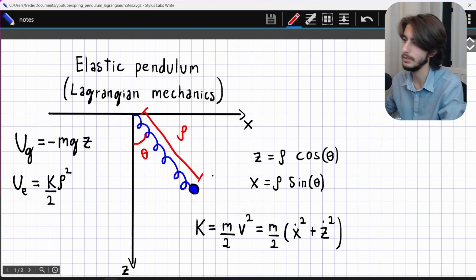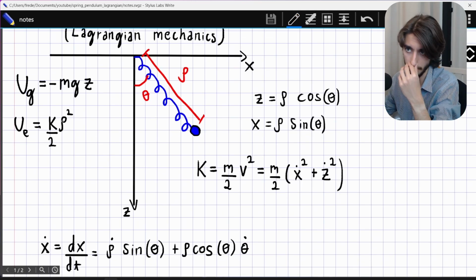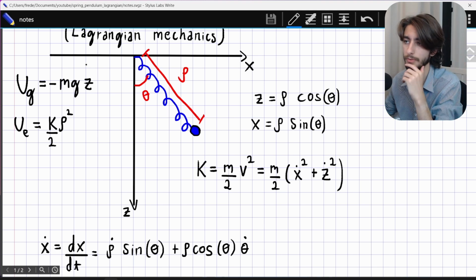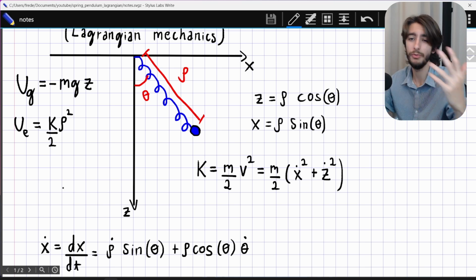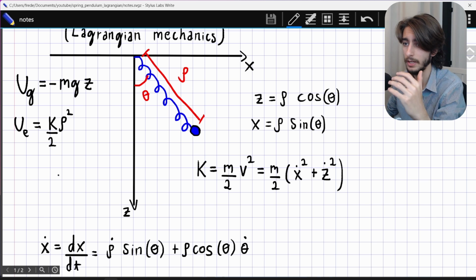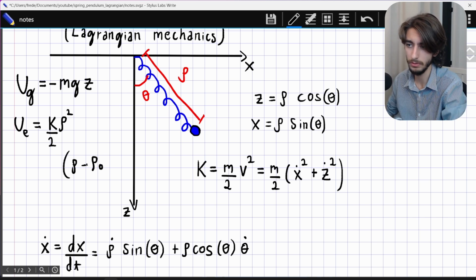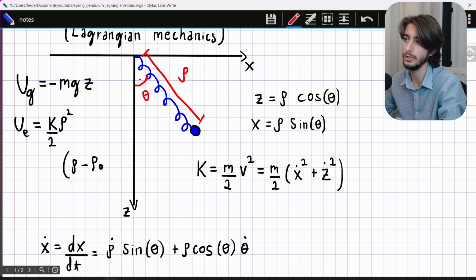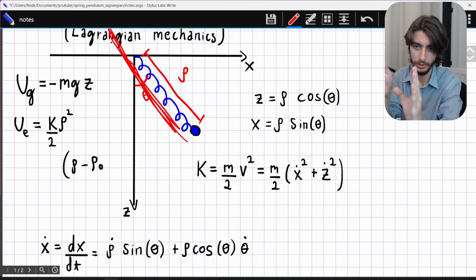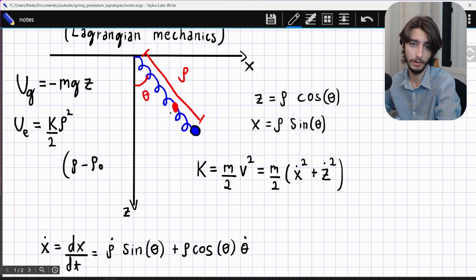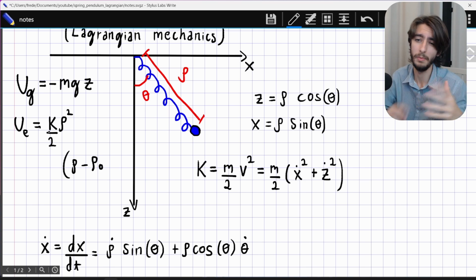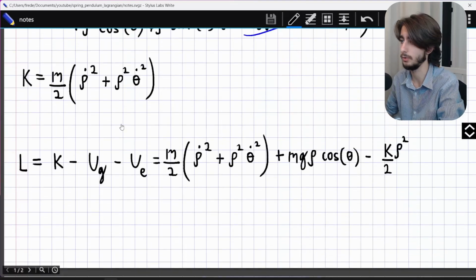And just a detail here, I defined the equilibrium position of the spring as being the origin. So that's why I just wrote k over 2 times rho squared. If you want to solve this problem in a very, very general way, you actually need to do rho minus rho 0. This rho 0 would be the equilibrium position. So for example, this spring might not be wobbling about the origin. It could have a different point that it could be wobbling about. Here I'm just assuming that rho 0 is equal to 0, but just to let you know, you don't need to do that.